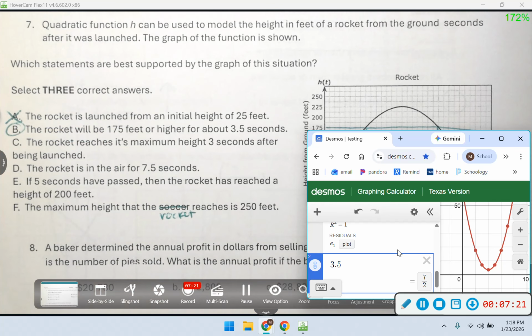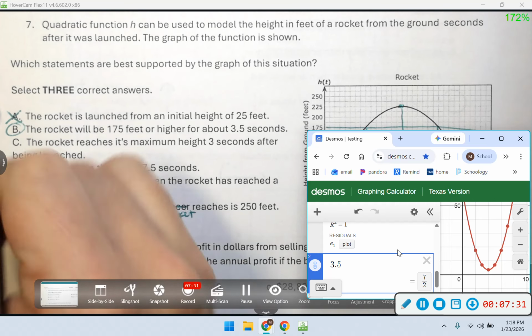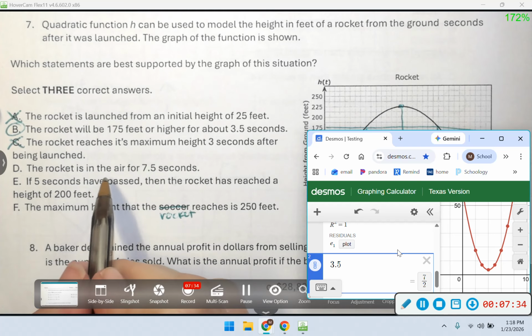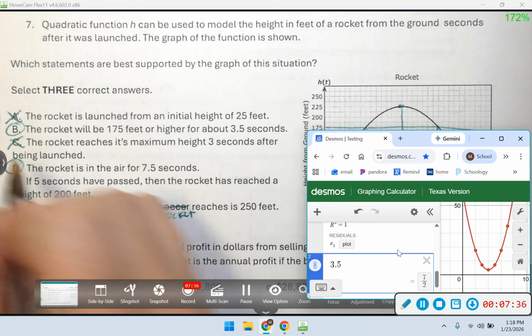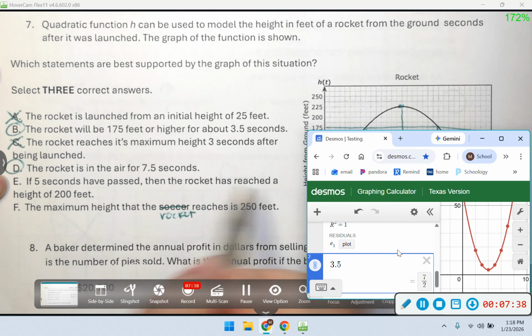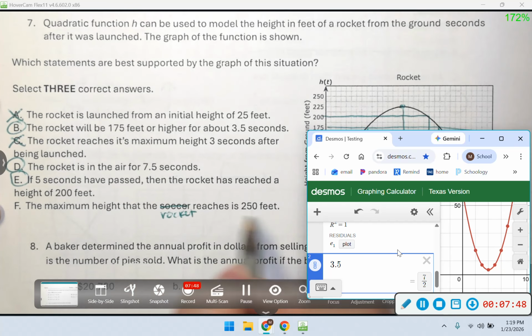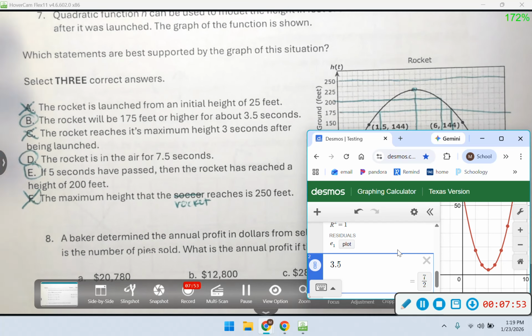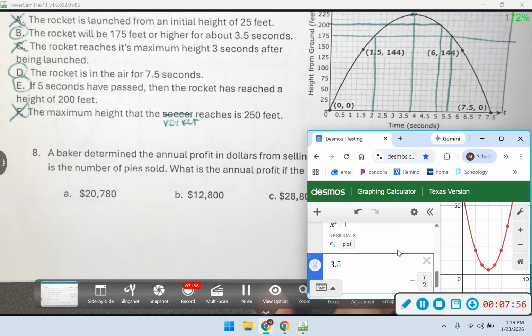So that's true. The rocket reaches its maximum height at 3 seconds. So that means the vertex would be 3 seconds, which is not. It is like 3.75. So that is wrong. The rocket is in the air for 7.5 seconds, which is true. If 5 seconds have passed, then the rocket has reached a height of 200 feet. So 5 seconds is here, which is a height of 200. Then it says the maximum height of the rocket reaches 250. Well, if you look here, it never reaches 250, so that is not true. I like to check all of them just in case I made a mistake.